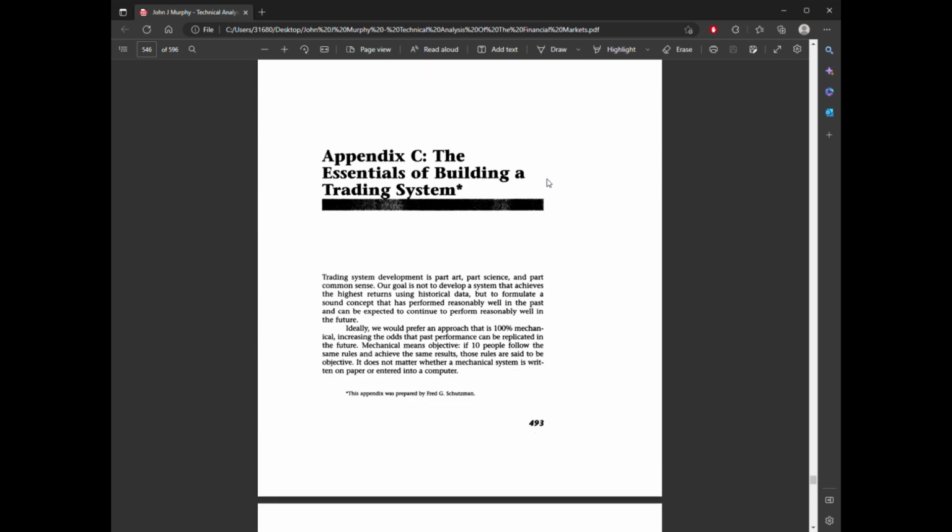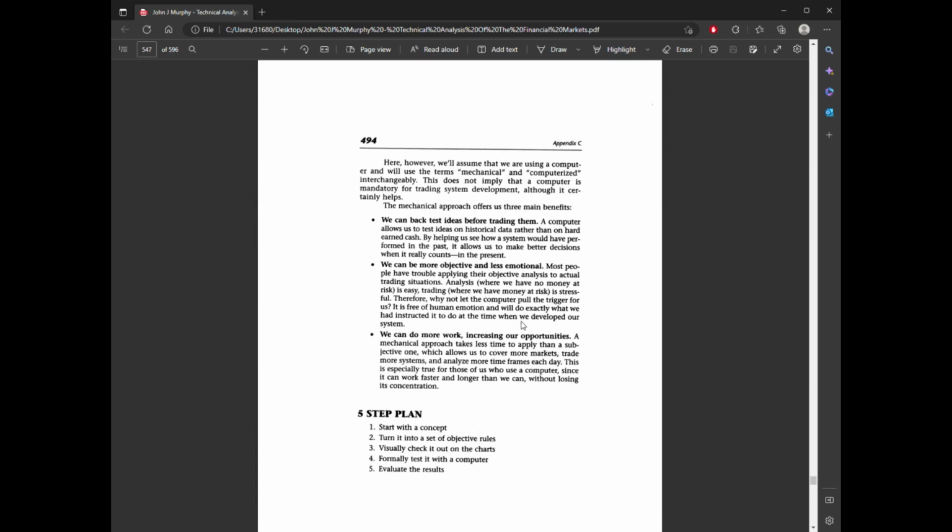So this one was interesting. The essentials of building a trading system. This one was interesting because I'm also kind of looking into, do I want to build a trading bot and how am I going to do it and stuff. But he talks about pretty detailed steps on how to really make it.